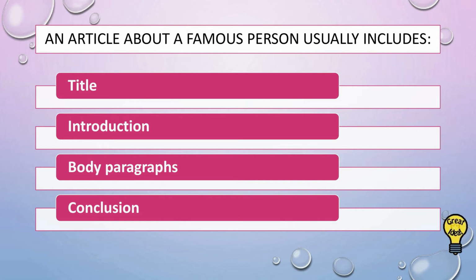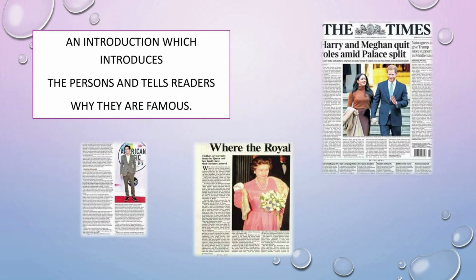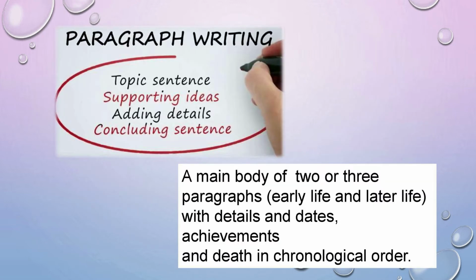An article about a famous person usually includes a title, introduction, body paragraphs, and conclusion. An introduction which introduces the person and tells readers why they are famous. A main body of 2 or 3 paragraphs. Here you can write about his or her early life and later life, with details and dates, achievements, and death in chronological order.